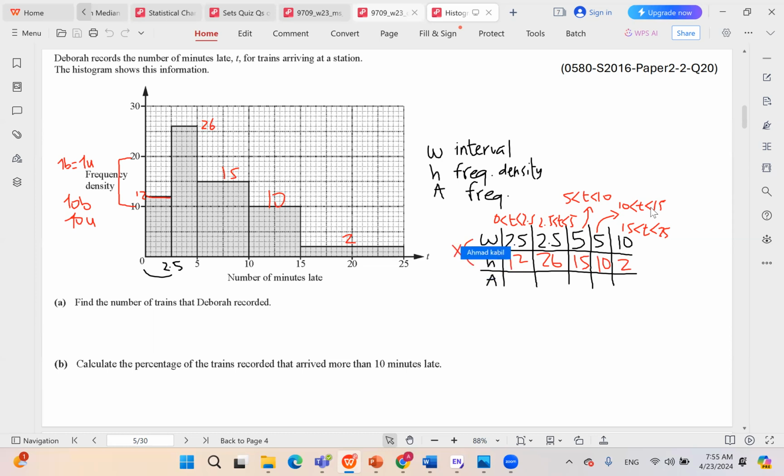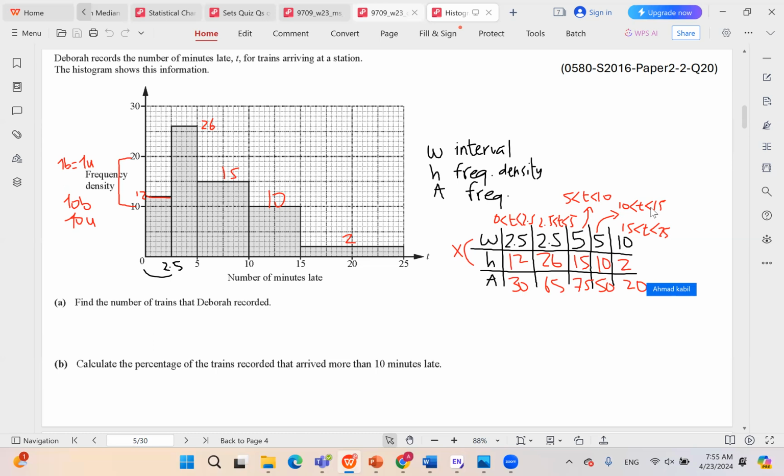So 2.5 times 12 would simply be 30. 2.5 times 26 would be 65. 5 times 15 is 75. 5 times 10 is 50. 10 times 2 is 20.